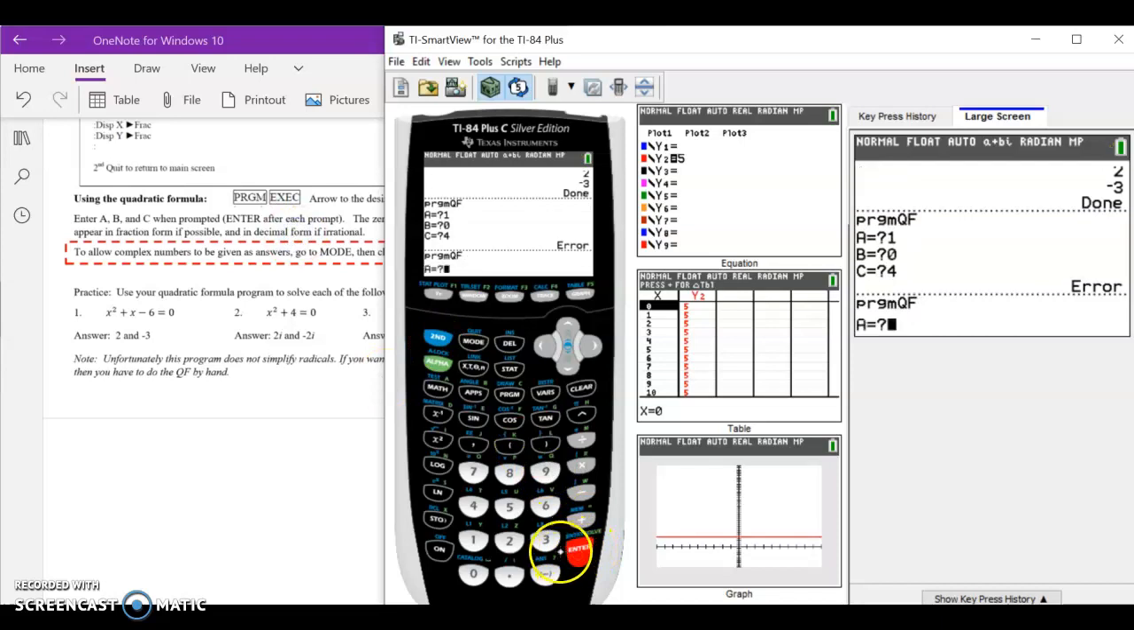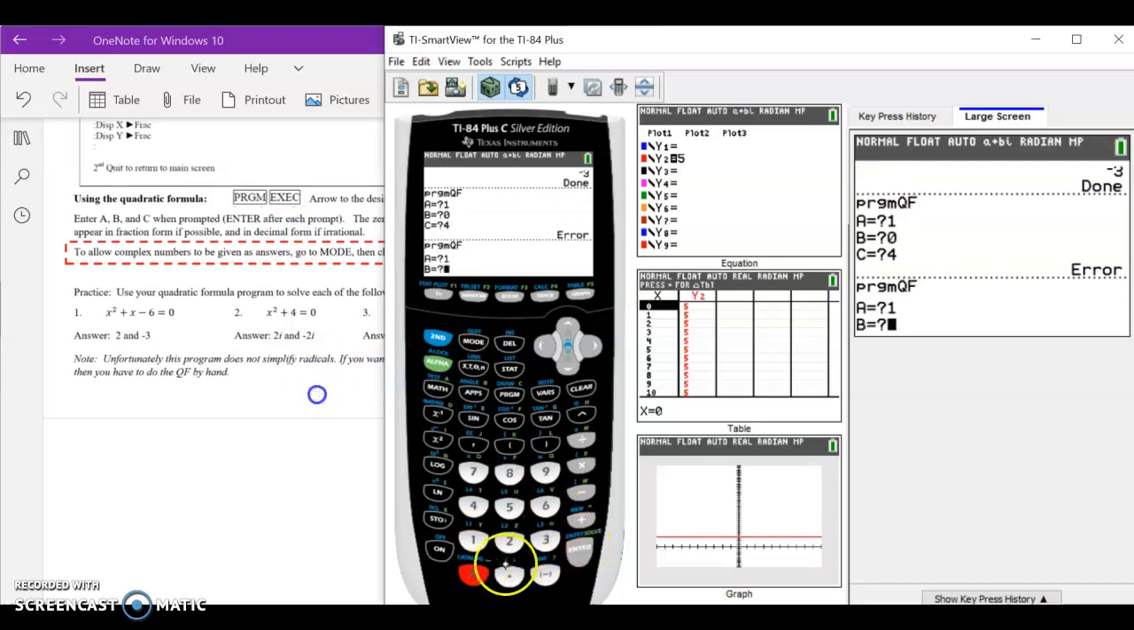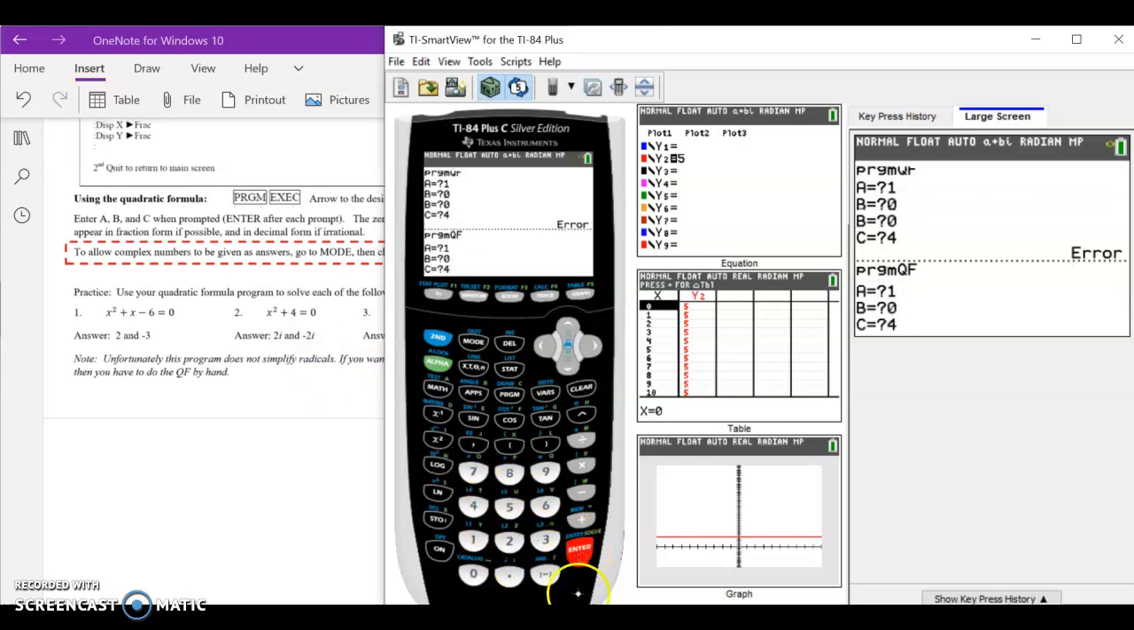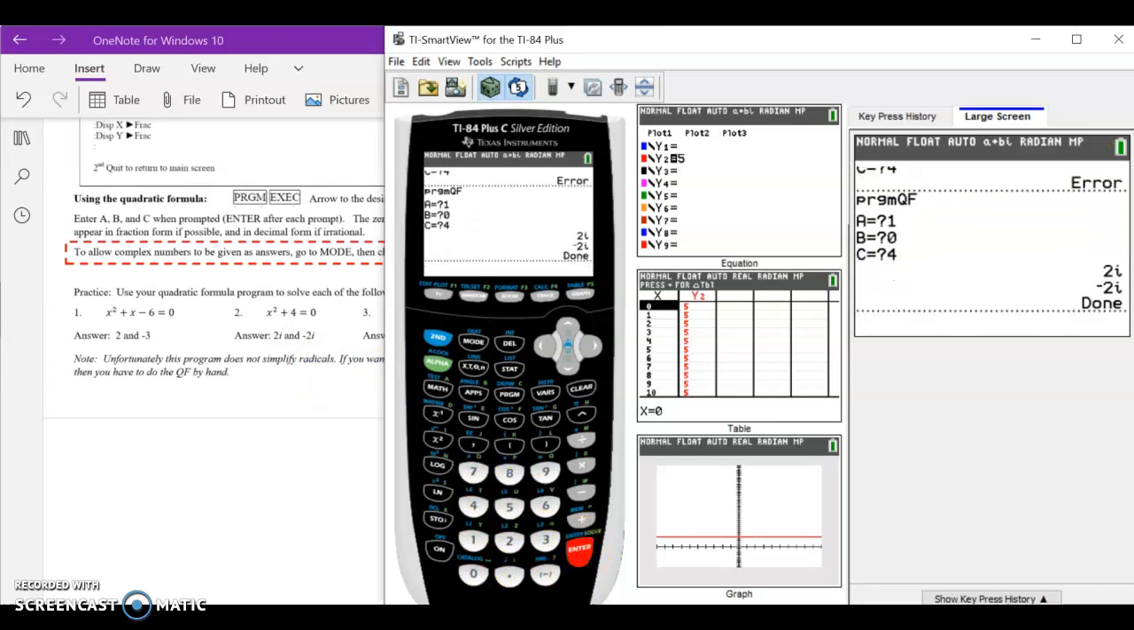And we're going to try the quadratic formula one more time and see if it works. So you should get 1, 0, 4 as your A, B, and C. And now notice you do have both of your answers. So 2i and negative 2i.